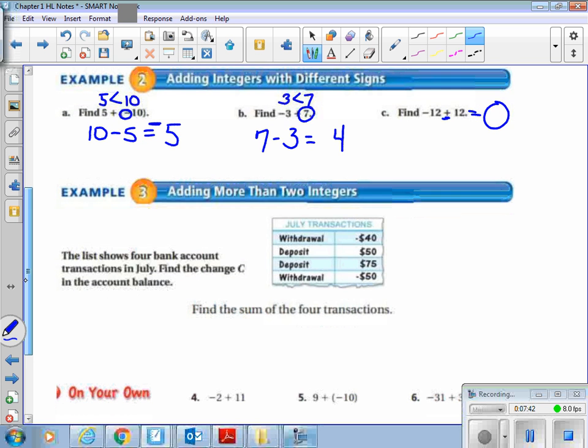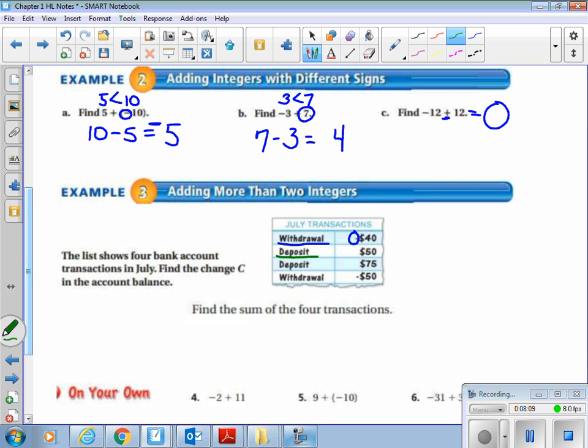In example 3, it says the list shows 4 bank account transactions in July. Find the change C in the account balances. So if you notice, we have 2 different transactions happening. We have a withdrawal, which means money's being taken out. So notice that that is a negative integer. And then we have a deposit. And a deposit is when we put money into our account. So notice that that is a positive number.